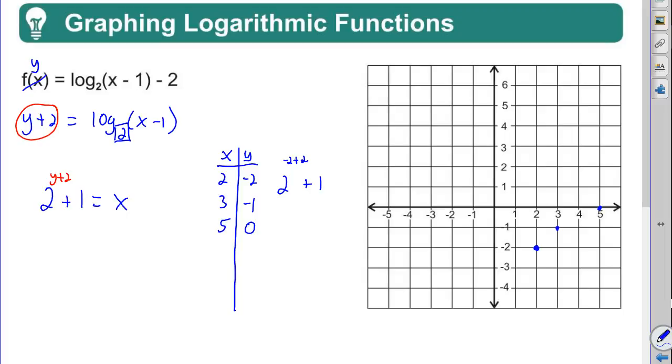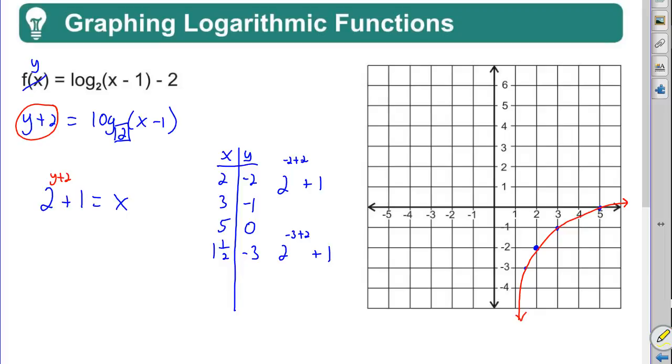If I want to go one more, if I tried negative 3, I would get 2 to the negative 3 plus 2, plus 1. So this is 2 to the negative 1, which is 1/2. 1/2 plus 1 is 1.5. So when x is 1.5, y is negative 3. That should be enough for you to see the curve. It goes just like this. There's that exponential curve shape I was expecting.